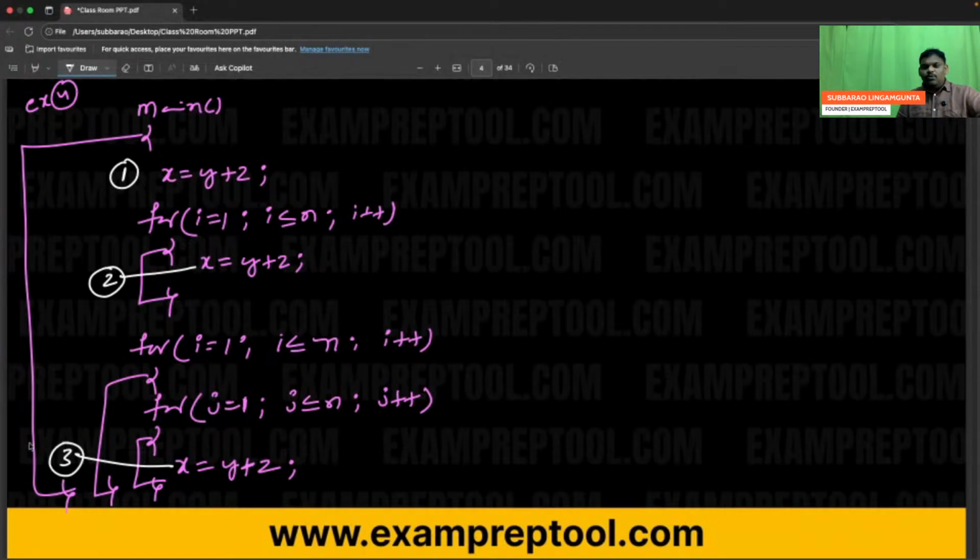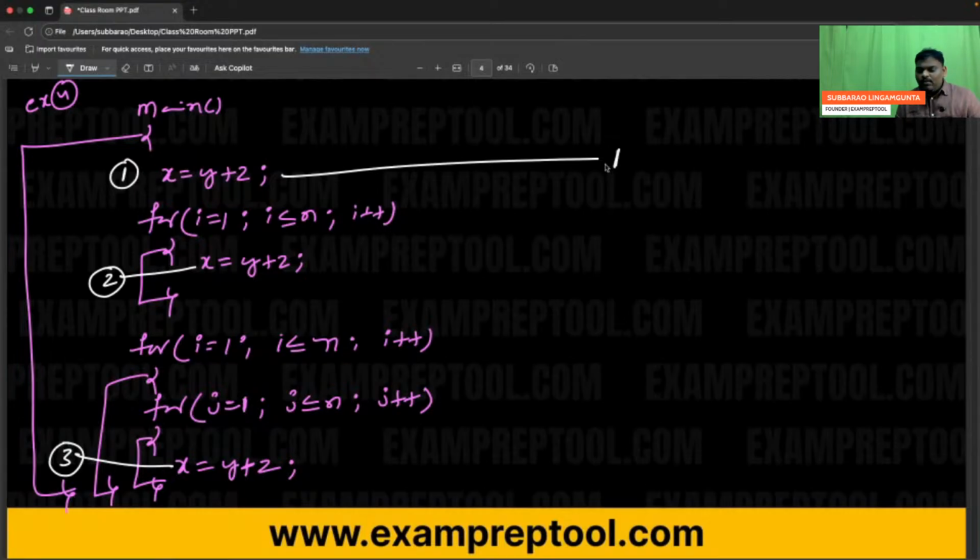First statement, second statement, third statement. This program contains 3 statements. So for the first statement's order of magnitude, whenever this program is running, the first statement will execute one time.